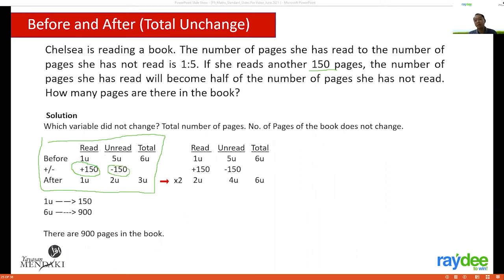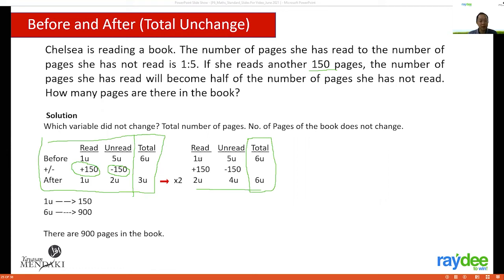Why? Because if you read an additional 150 pages, the number of pages you have not read would automatically reduce by the number of pages you have read. But because the number of pages in the book will not change, the total should be the same. But currently, it's not the same. So what do we do to make it the same? We have to multiply this whole row by 2. So we get 2 and 4 and 6 here. Once you have made this total equal, you can compare the ratio.